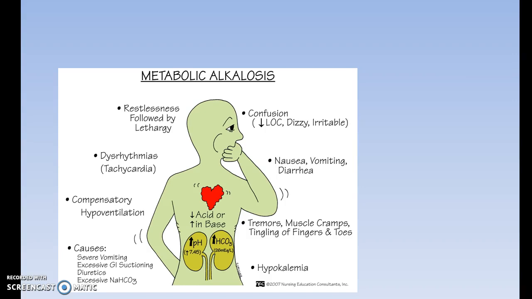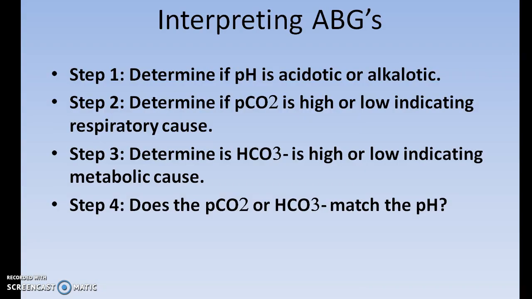So here you can see metabolic alkalosis causes severe vomiting. Oh, I forgot to mention GI suctioning, NG tubes. We need to be watching how much is coming out because our patients can go into metabolic alkalosis. Diuretics, we see this a lot because they're losing a lot of bicarb with this. So again, confusion, dizziness, irritable, tremors, and you're going to watch their respiratory rate.